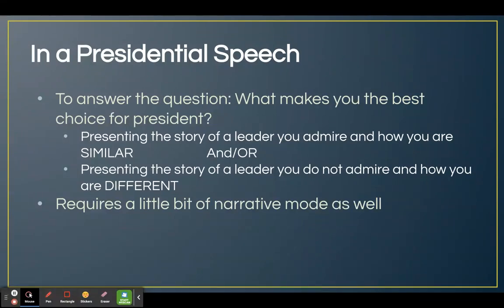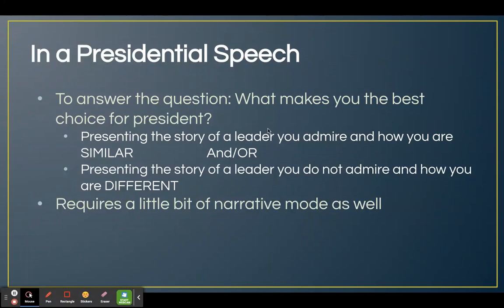We see this a little bit in Barack Obama's speech where he kind of implicitly, that means not directly, compares himself to Abraham Lincoln. But I want you to do this explicitly. Thinking about here's a leader that I think is wonderful, and this is what that leader has, and this is what I have. So compare or contrast or comparison and contrast.